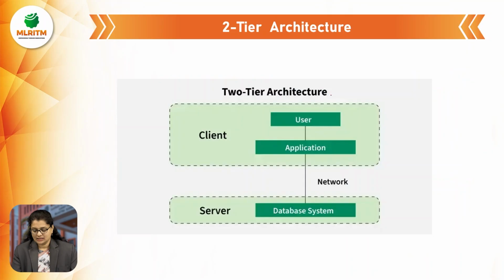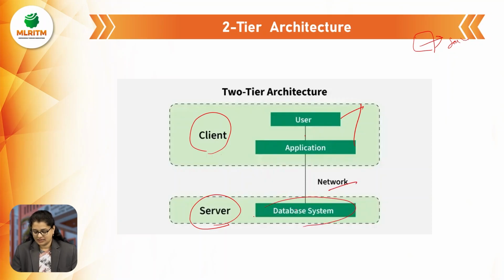Look at here. This is a two-tier architecture. Before, in the first tier architecture, we only have a single system. The entire system, having the database servers, user, everything, is in that particular system. Coming to the Tier 2 architecture, we have two tiers: one is the server side and the second one is the client side. The client side has the user and applications. These two can be connected by the network, and the server has the database system.